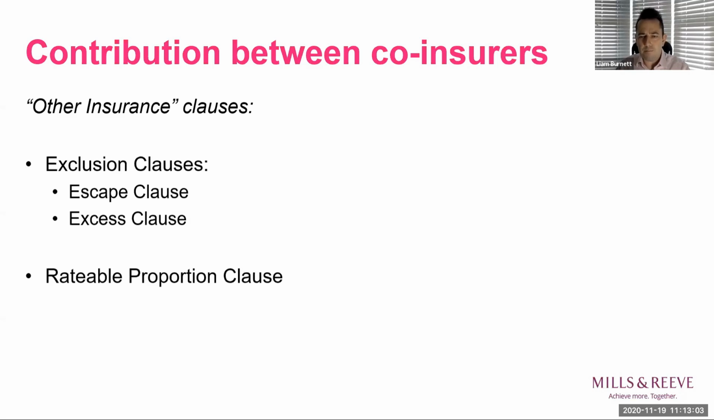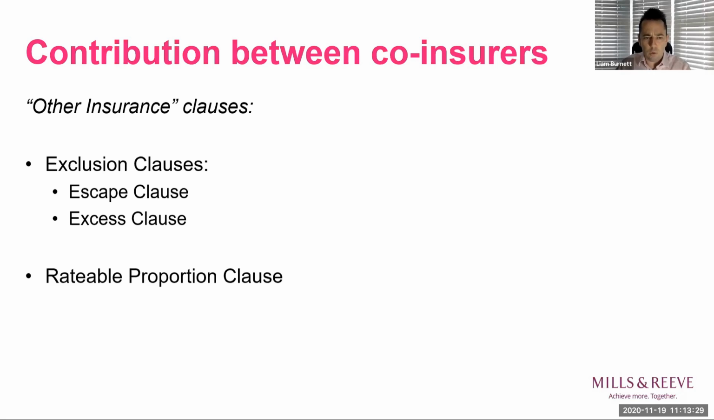What happens if both policies contain exclusion clauses? Well, in that scenario, the clauses are ignored. They cancel each other out. And absent any other relevant clauses, each insurer is liable for the entire loss, but because there's double insurance, the liability is shared. And this is to avoid both exclusions applying and the policyholder being left with no cover at all.